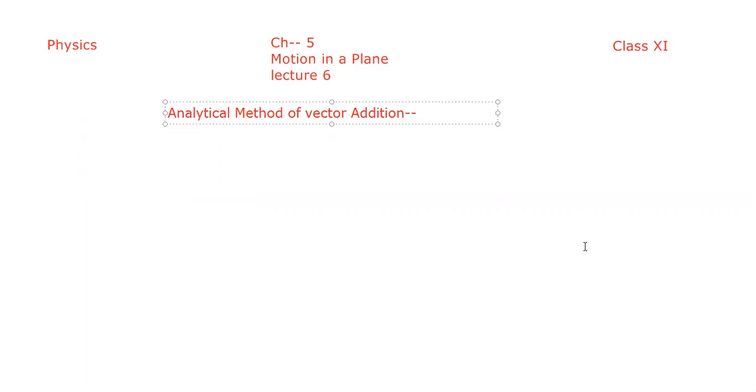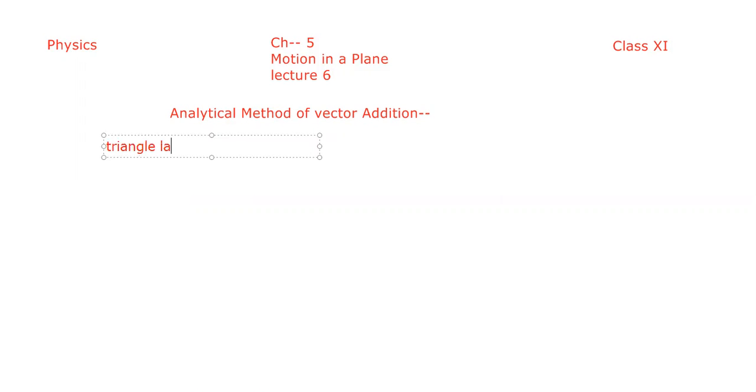In the last video, we discussed how we add two vectors or more than two vectors. But if we want the formula for the resultant of any two vectors, what is the procedure to calculate it? The first analytical method is the triangle law of vector addition. Students, all of you write the first heading: triangle law of vector addition.